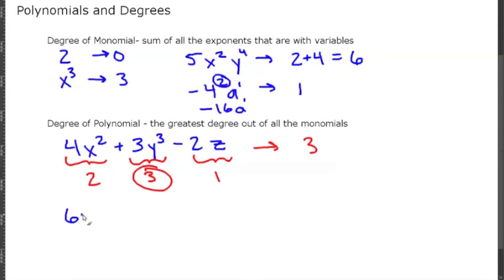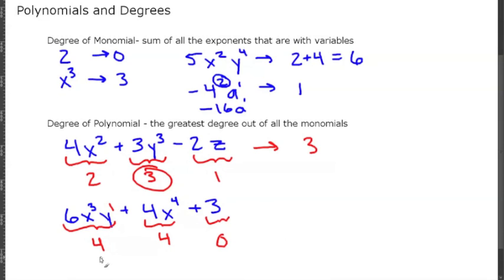Let's say we had 6x cubed y plus 4x to the fourth plus 3. Again, this degree would be 4 because it's 3 plus 1. The degree of this monomial is also 4, and the degree of 3 is 0, so 4 is the greatest degree. So the degree of this polynomial is 4.